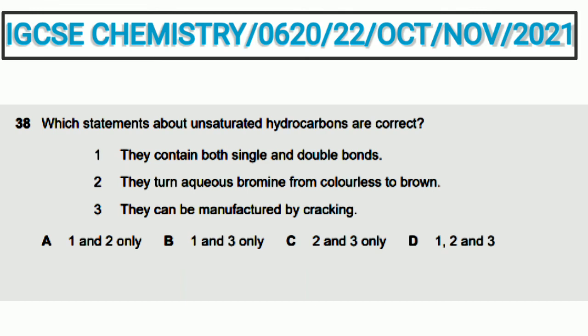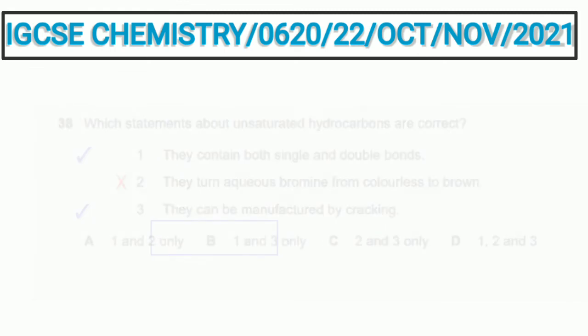Question 38. Which statements about unsaturated hydrocarbons are correct? First, they contain both single and double bonds. It's a correct statement. They turn aqueous bromine from colorless to brown is a wrong statement because they turn brown aqueous bromine to colorless. Third statement, they can be manufactured by cracking, is a correct statement. So first and third are correct. So our correct option is B, 1 and 3 only.